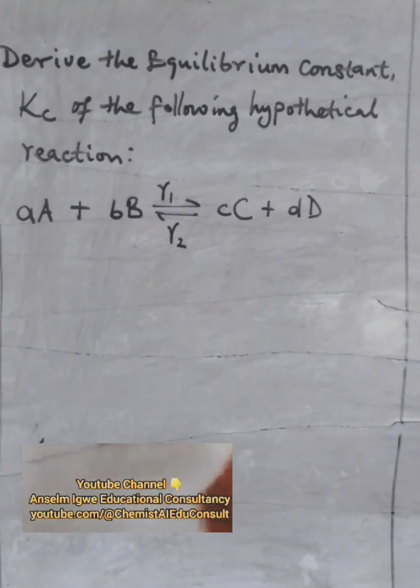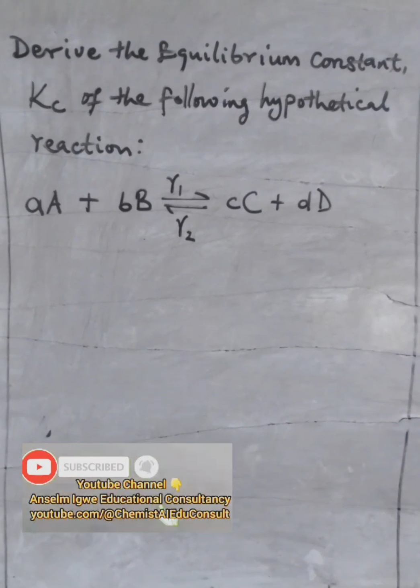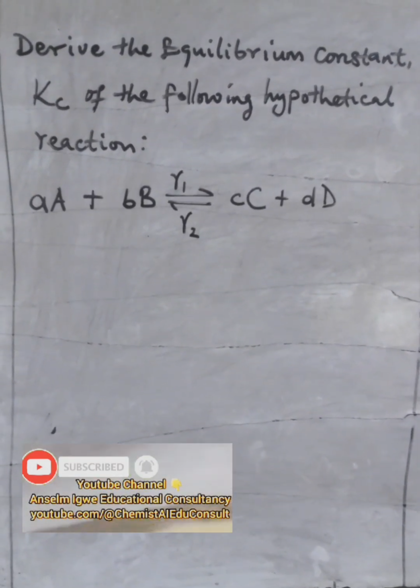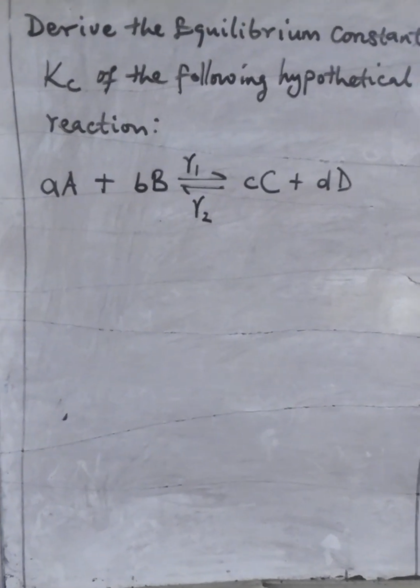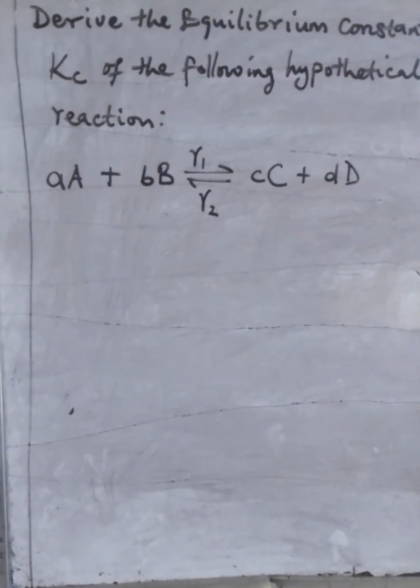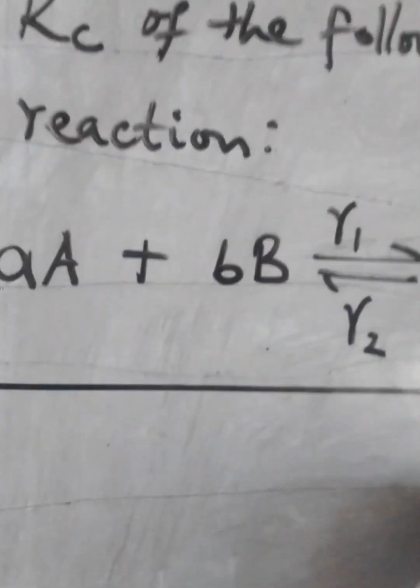The question says derive the equilibrium constant Kc of the following hypothetical reaction: a moles of A reacts with b moles of B to afford c moles of C plus d moles of D. R1 shows the rate of forward reaction, R2 shows the rate of backward reaction. So to solve this, we are going to split this reaction into two.